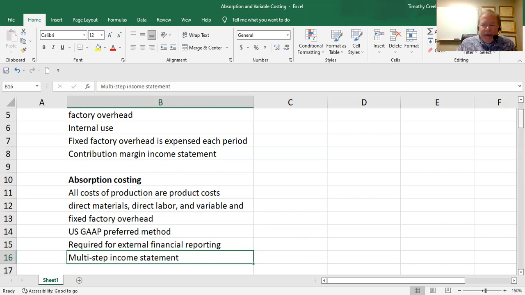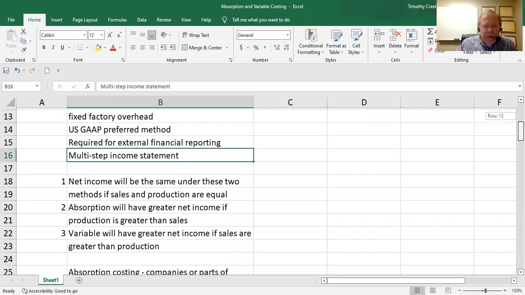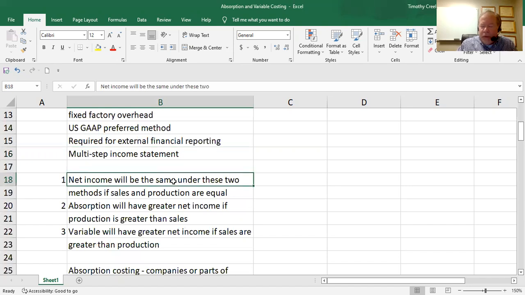So there's three things I want to mention here, and you'll see these all played out in a couple of minutes as we get to working a problem. But the three rules that you're going to find here: net income will be the same under these two methods if sales and production are equal. So if we sell 5,000 units and we produce 5,000 units in the same period, then our income would be the same under both variable and absorption cost.